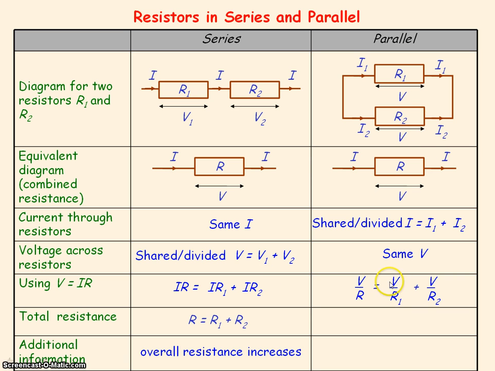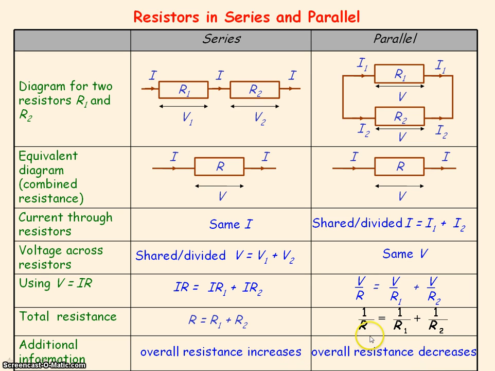You can see that voltage V is common throughout, so we can cancel it to become 1 over R will equal 1 over R1 plus 1 over R2. So in parallel, we add the reciprocals of the resistance, and that equals 1 divided by R total. So when you calculate this, to get R total, you will then need to take the reciprocal of this. So as a result of connecting resistors in parallel, the overall resistance decreases.